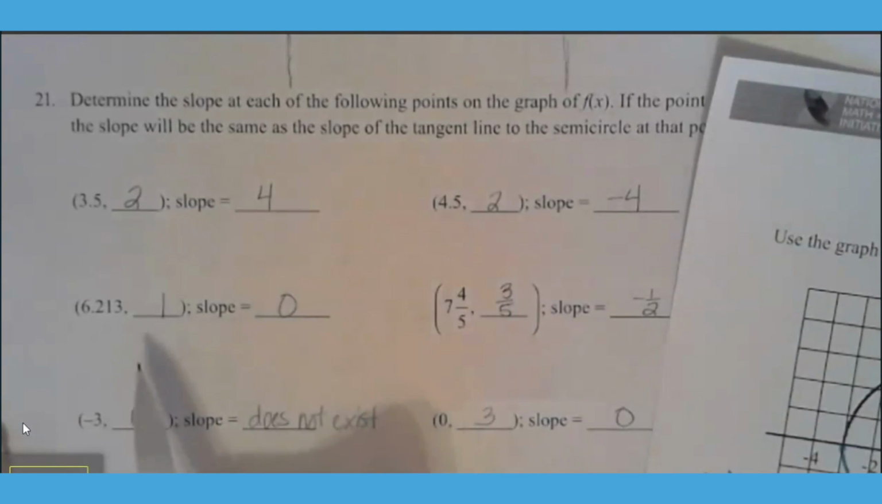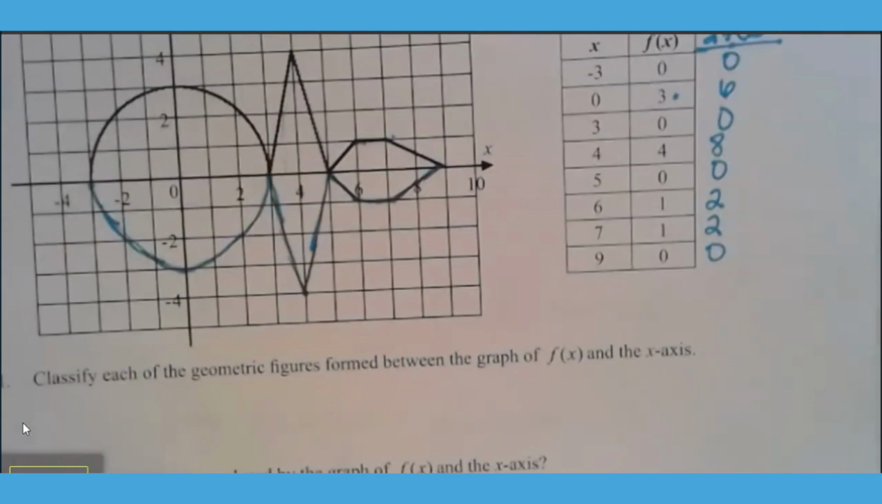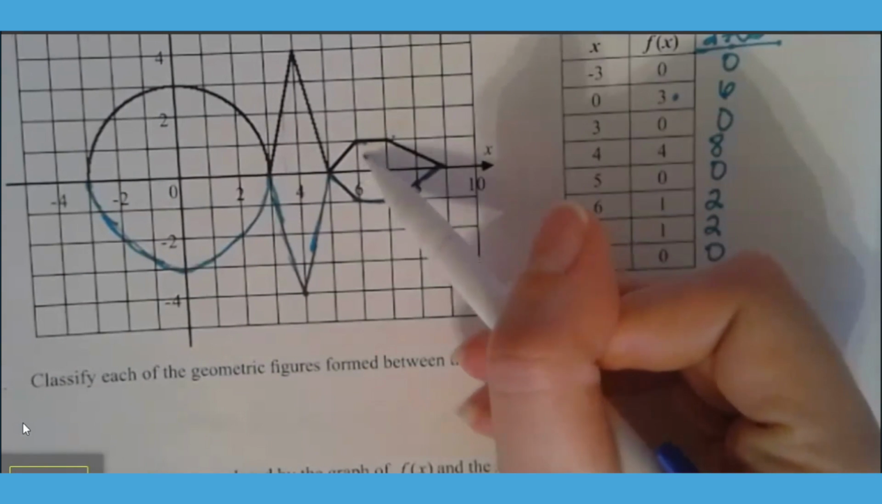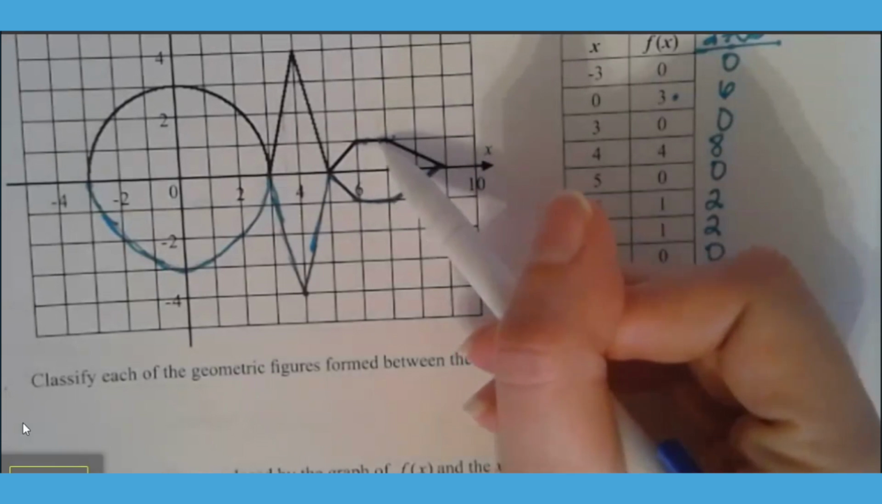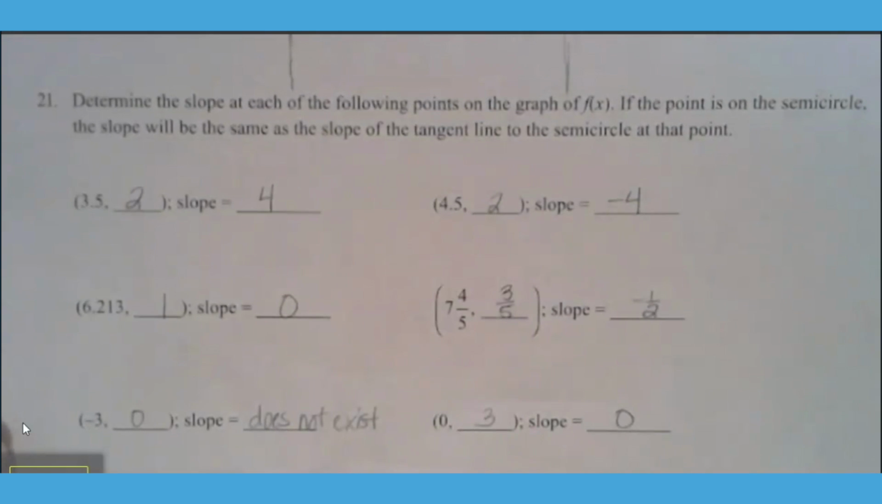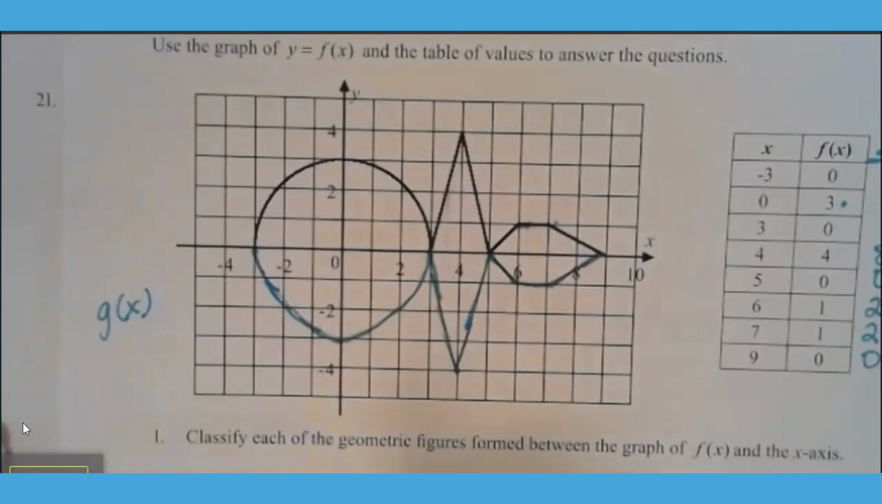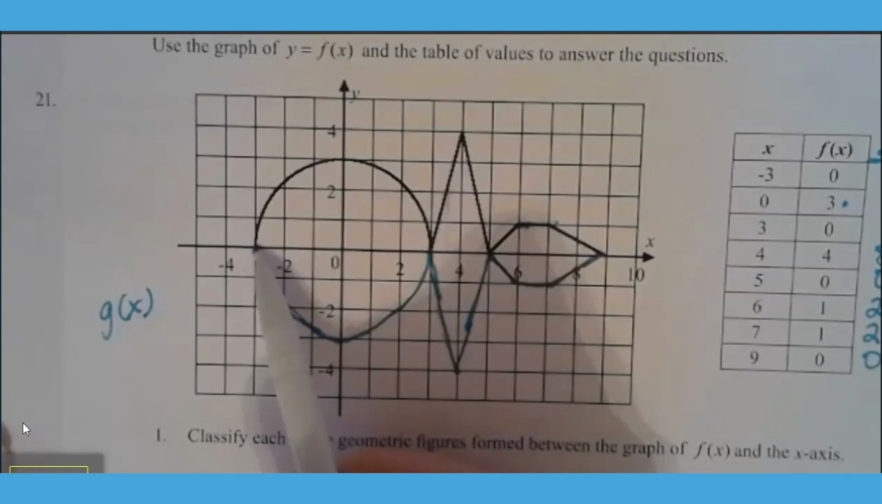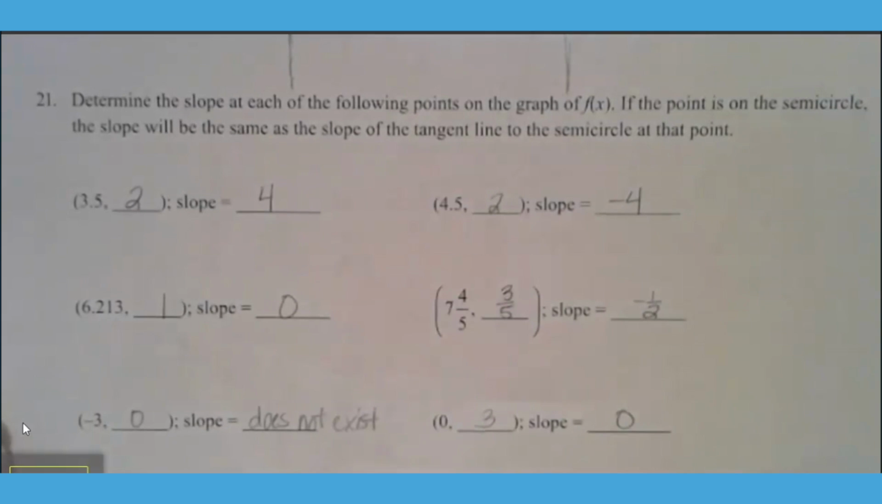When we're looking at something like 6.213, I don't know exactly where that is, but it's a little bit more than 6, which puts me here. Every y value here between 6 and 7 is 1, and that slope is 0. When we're looking at -3, our y value will be 0. Here we do not have a slope because -3 is the beginning portion of that semicircle. There is no slope here because there is no defined function below or behind that -3 value. And then our remaining y values and slope functions.